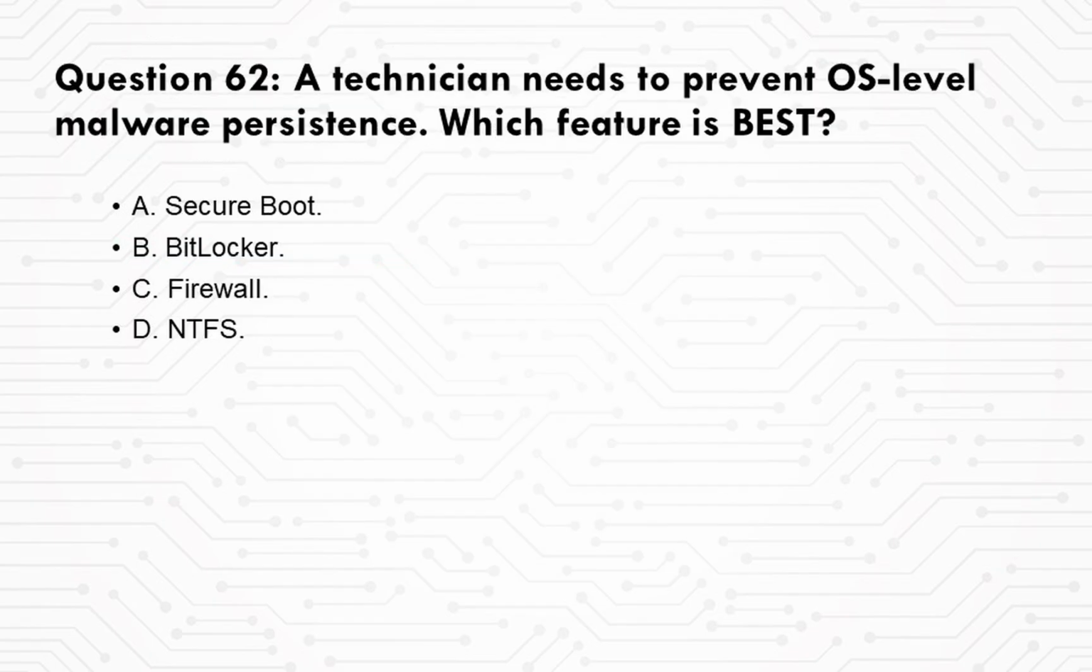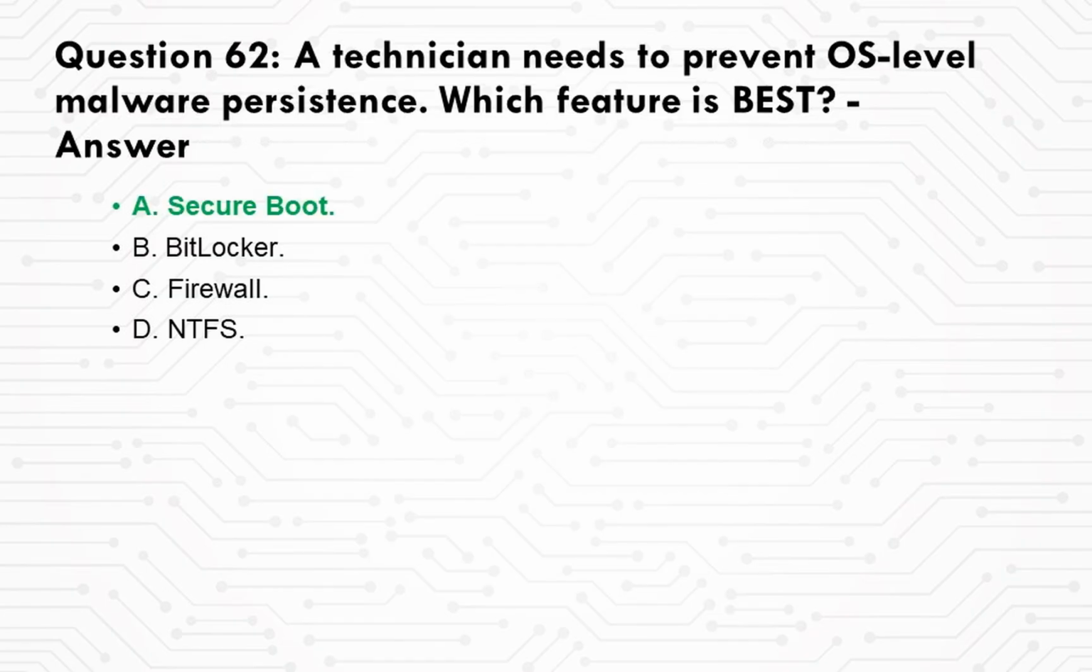Question 62. A technician needs to prevent OS-level malware persistence. Which feature is best? A. Secure boot. B. BitLocker. C. Firewall. D. NTFS. Answer: A. Secure boot prevents unauthorized OS/boot level code.